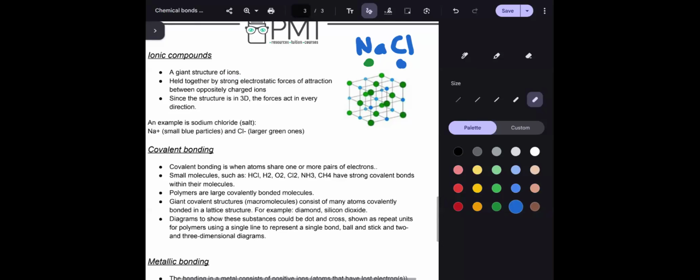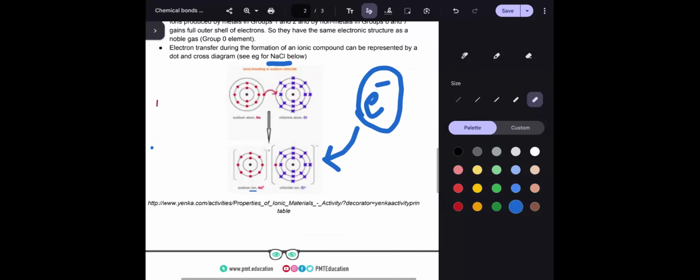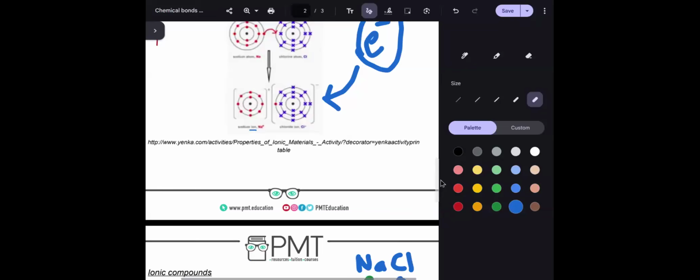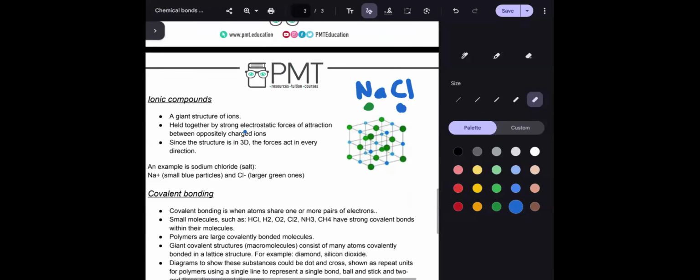So the reason we draw sodium chloride like this on top is just so that we are able to understand the type of bonding that's occurring in chemistry. But the actual compound would look something like this, right? It's held together by strong electrostatic forces of attraction between oppositely charged ions. And since the structure is three-dimensional, the forces act in all directions, right?